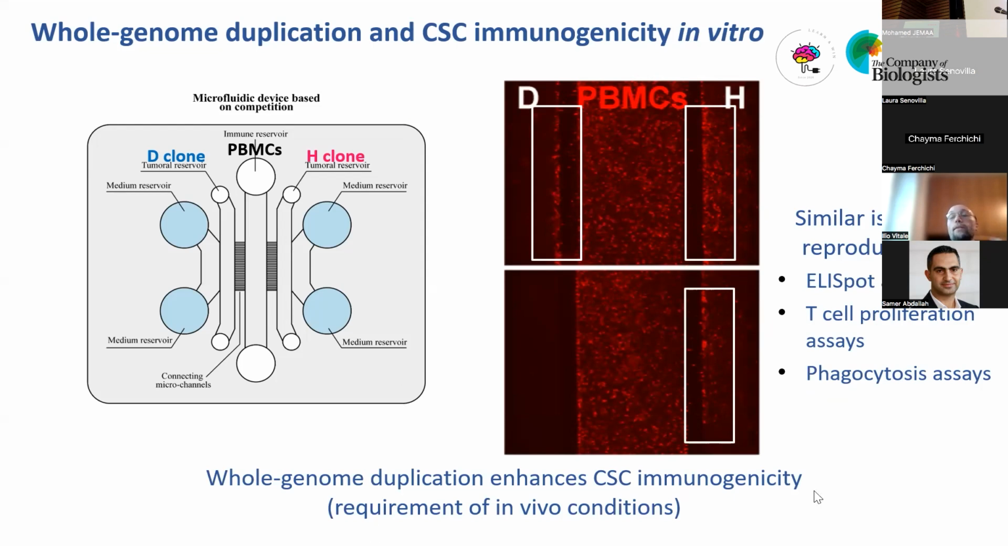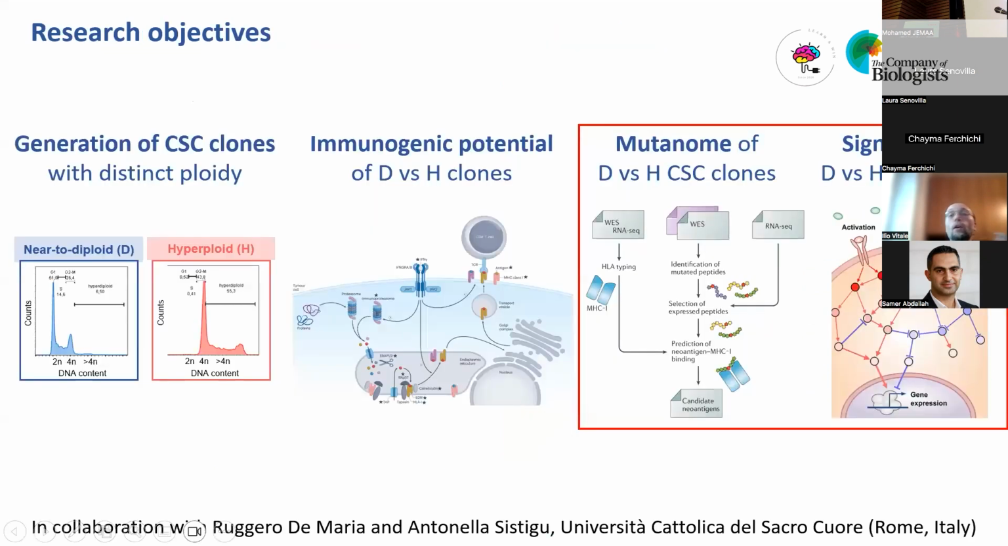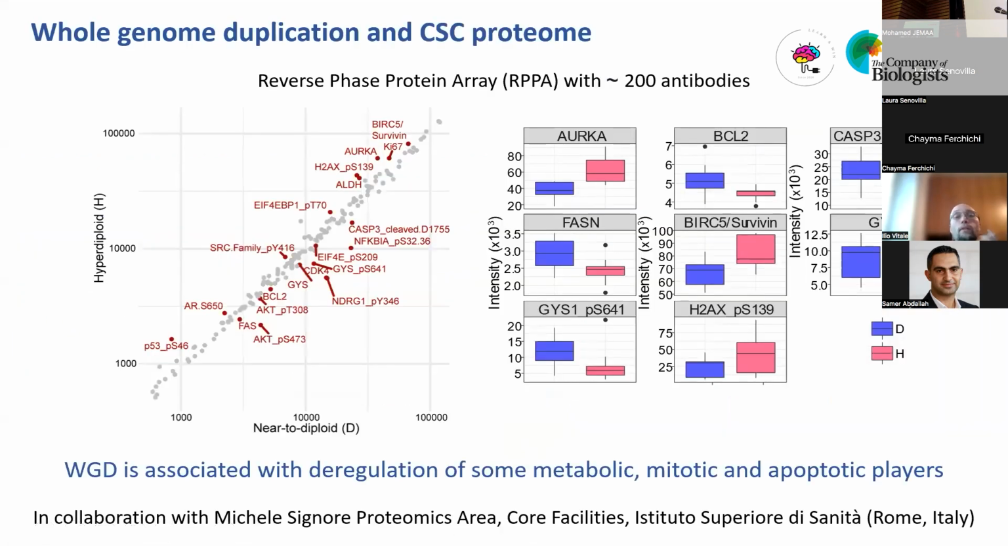Last part, we analyzed the mutational and antigenic landscape, but also the proteomic and transcriptomic landscape. I will not show you the result of the first part because we didn't find any significant results in mutations or neoantigens, which means that tetraploidization is not a mutator phenotype. But we observed very significant and interesting differences in the transcriptome and the proteome.